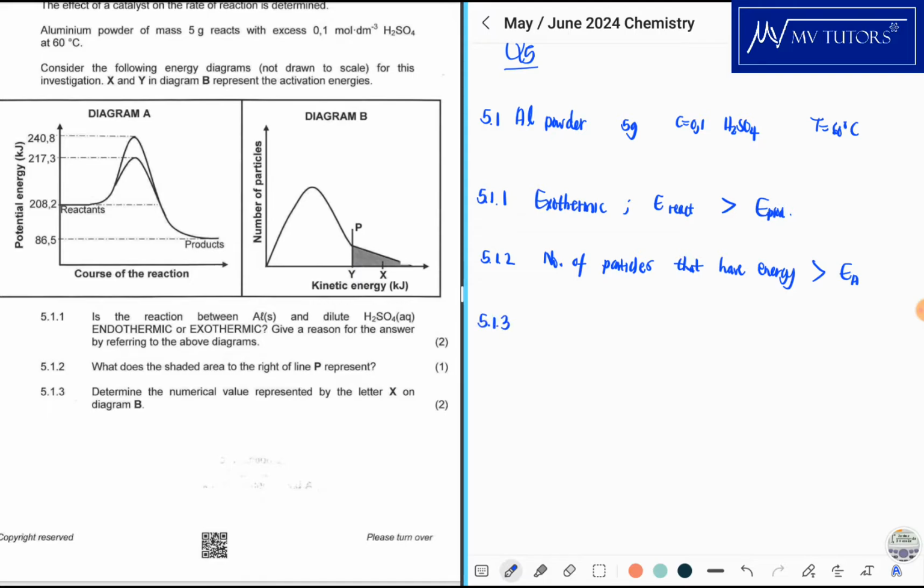And then 5.1.3, determine the numerical value represented by the letter X on diagram B. So now remember, for diagram B, we're dealing with kinetic energy. Diagram A, we're dealing with potential energy. Letter X has to do with the activation energy before the catalyst.